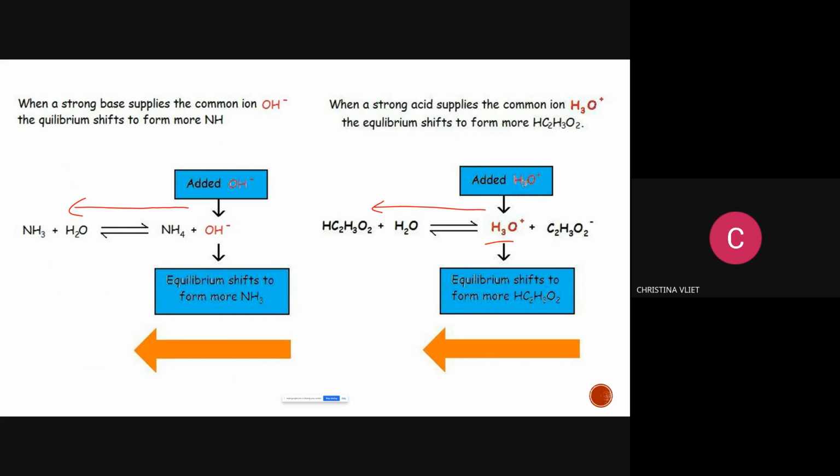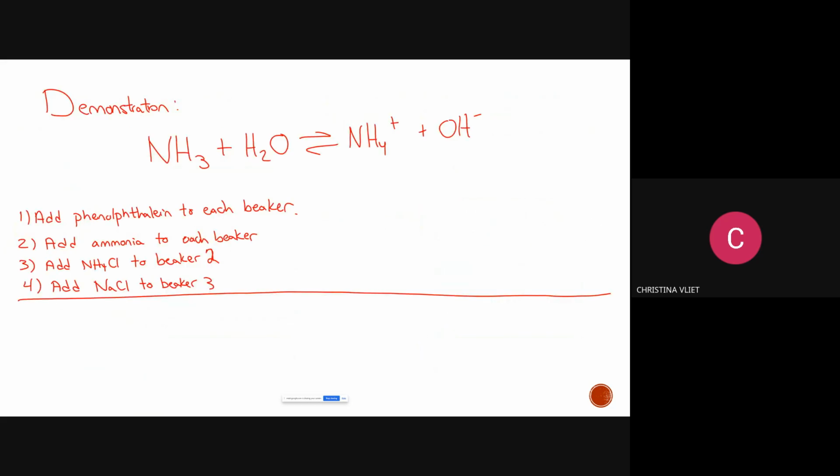I have a little demonstration here with that reaction. So what I'm going to do is these steps. That's the equilibrium. I have 3 beakers here, and it says add phenolphthalein to each beaker. So I'm going to add phenolphthalein. Hey, do y'all remember phenolphthalein? No? It might bring back some memories in a moment.